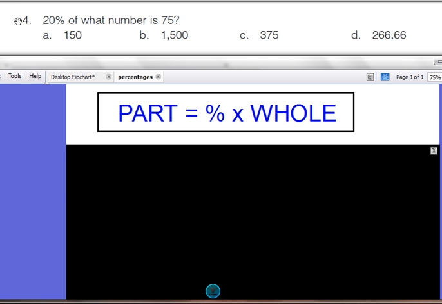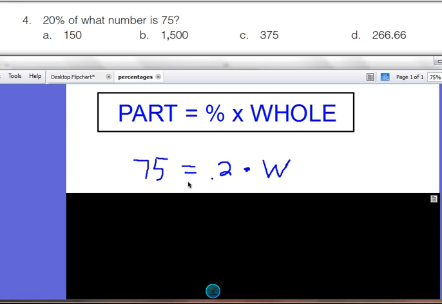So the problem at hand is up here. 20% of what number is 75? We're obviously given the percentage. Of what? Remember, of is the key word for whole. Of what means we don't know what the whole is, so 75 must be the part. So we're going to take the 2 out of 3 pieces of information, plug them in. 75, which is the part, is equal to 0.2 times W, representing a variable for the whole.